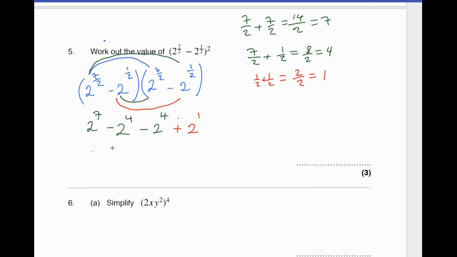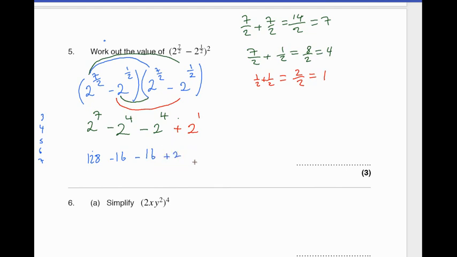2 to the power of 7, well, that's 2 times 2 times 2 times 2 times 2 times 2 times 2. So 2 times 2 is 4, times 2 again is 8, and then a fourth time that's going to be 16, fifth time is going to be 32, a sixth time is 64, seventh time is 128. 2 to the power of 4, that's going to be 16. 2 to the power of 4 again is going to be 16, and 2 to the power of 1 is just going to be 2.